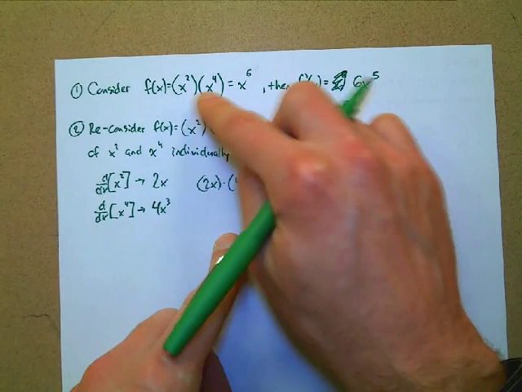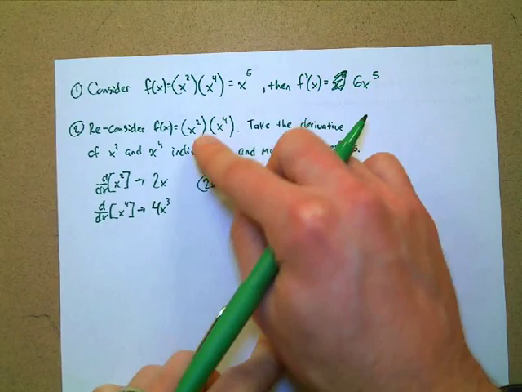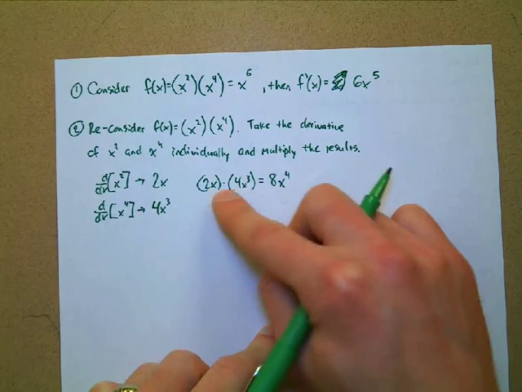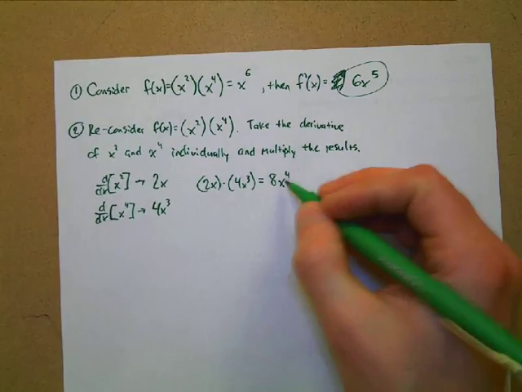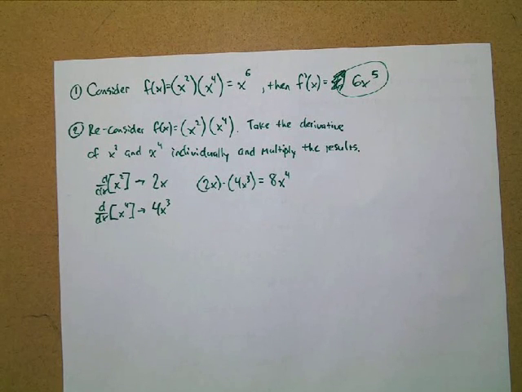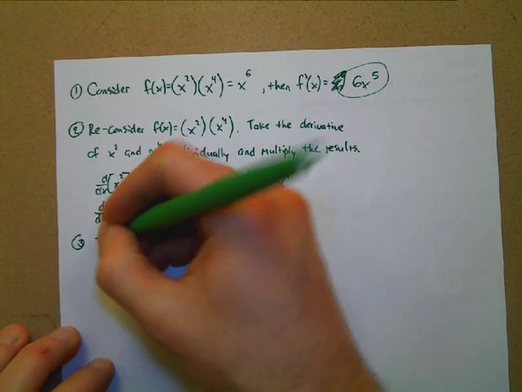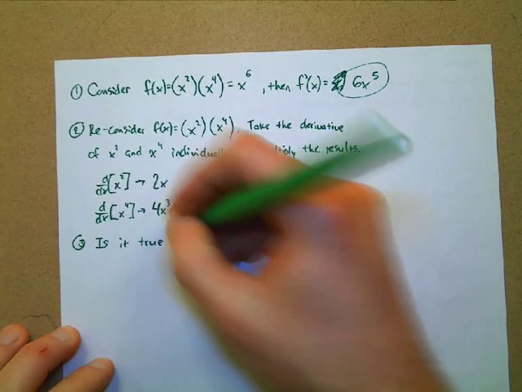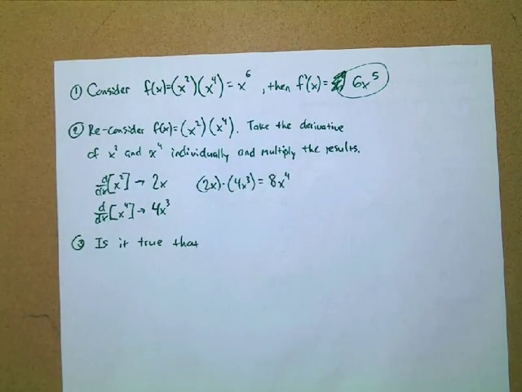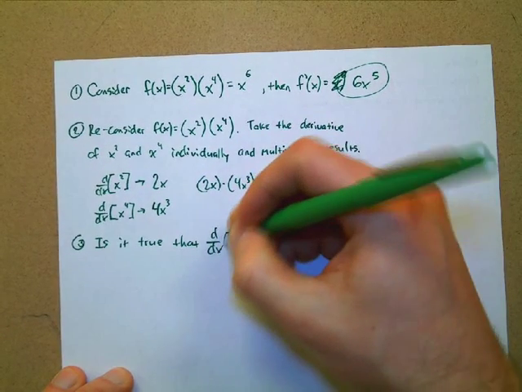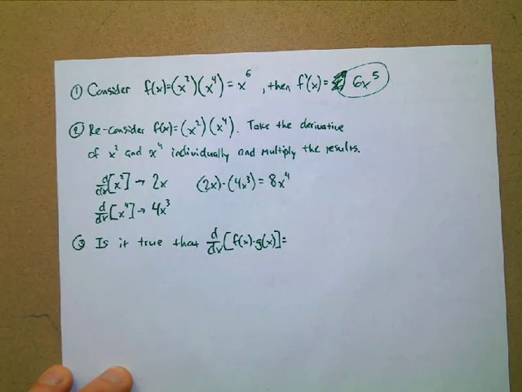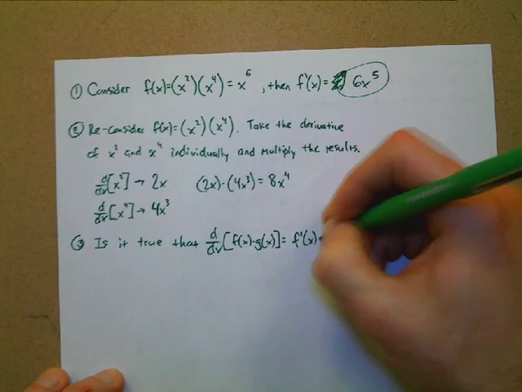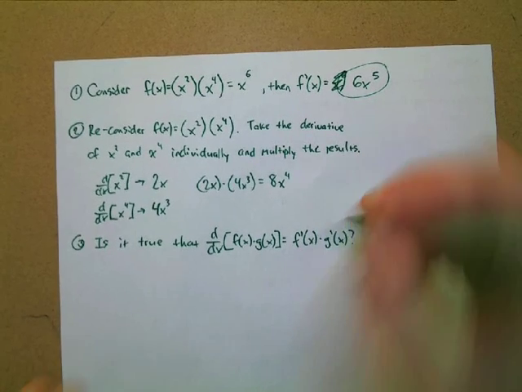So, in other words, is it true that the derivative with respect to x of f of x times g of x equals the derivative of f times the derivative of g? No. Okay. You have two things being multiplied together. In general, it's not true that then that's equal to the derivative of those two things again.